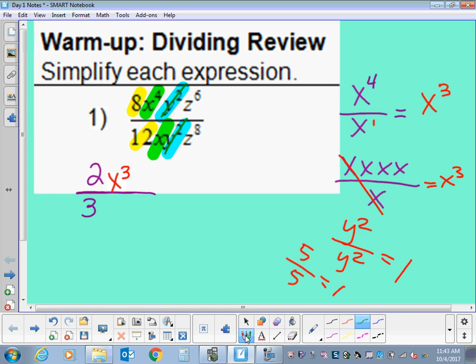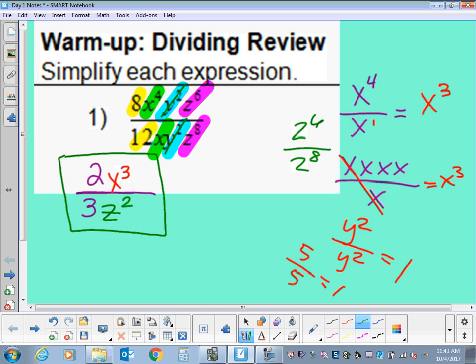Alright, last, I have z to the 6th over z to the 8th. I need to subtract, and I go big to little. So what's 8 minus 6? 2. My z goes on the top or the bottom? On the bottom. So z to the 2nd, because this 8 is bigger than 6. We always subtract bigger to smaller. So this is my answer. So far, so good?